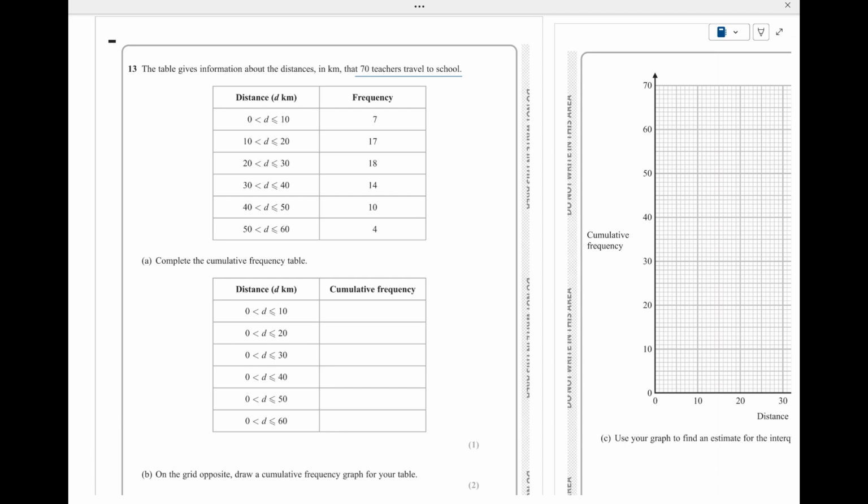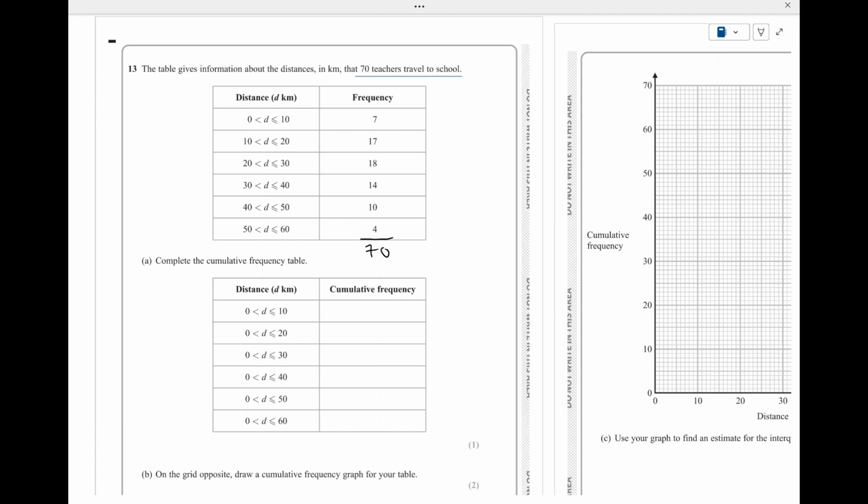Take a moment, make sure we understand this table. It's telling me that 7 of the 70 teachers travel a distance between 0 and 10 kilometres, and at the other end of the scale, 4 teachers travel a distance between 50 and 60 kilometres to school. And there are lots in between, and remember, there are 70 teachers altogether. Right, let's complete the cumulative frequency table.